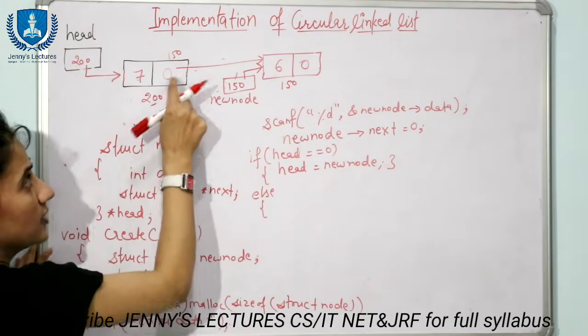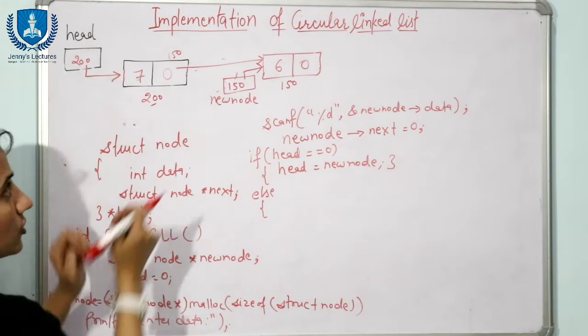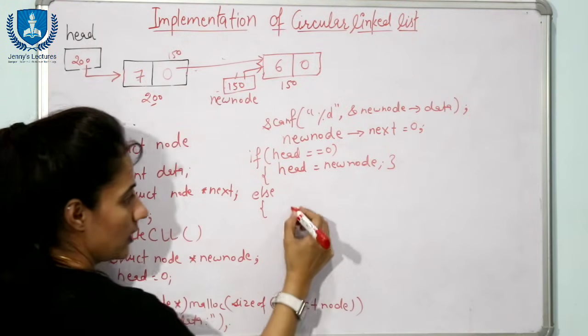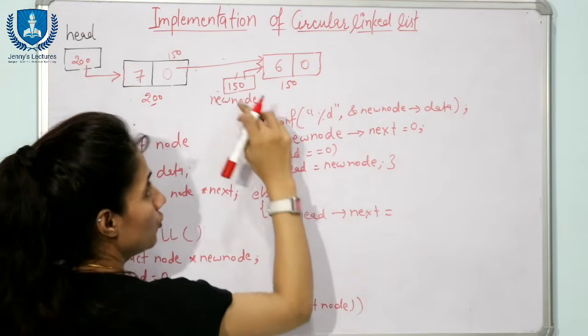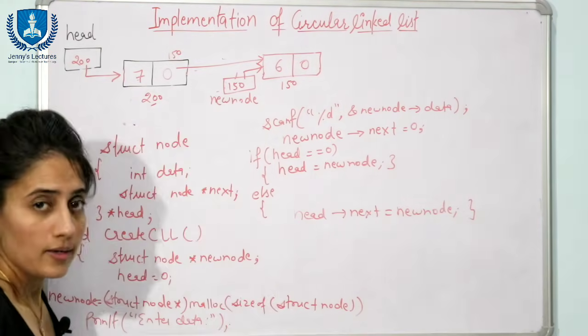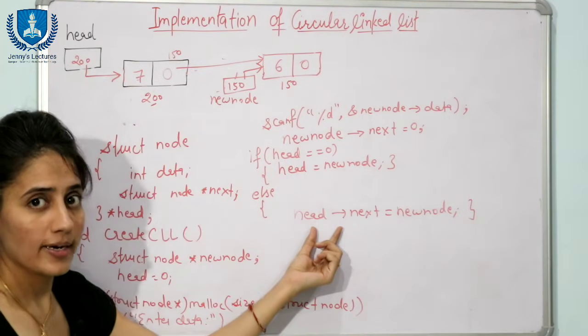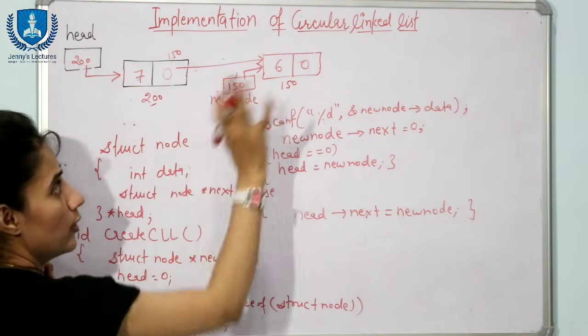Now how can I access this part? See, the pointer to this node is head. Head next. So I can write here, suppose, head next is equal to new node. But now this is also not correct, right? Now this is fine, we have inserted 150 here and now this is pointing to here.